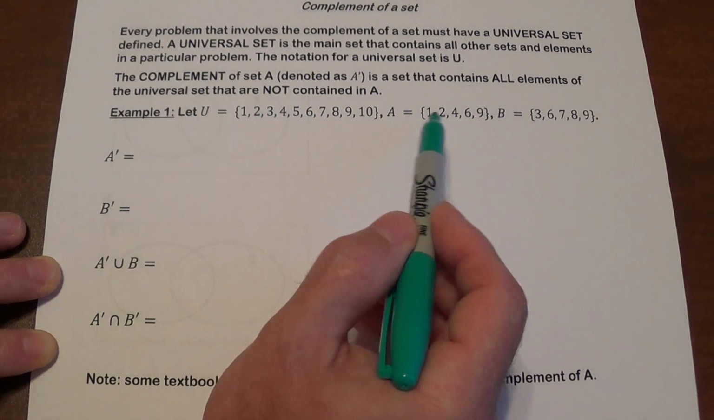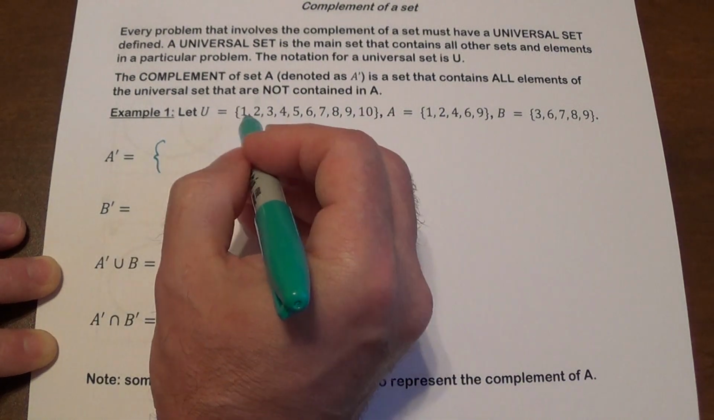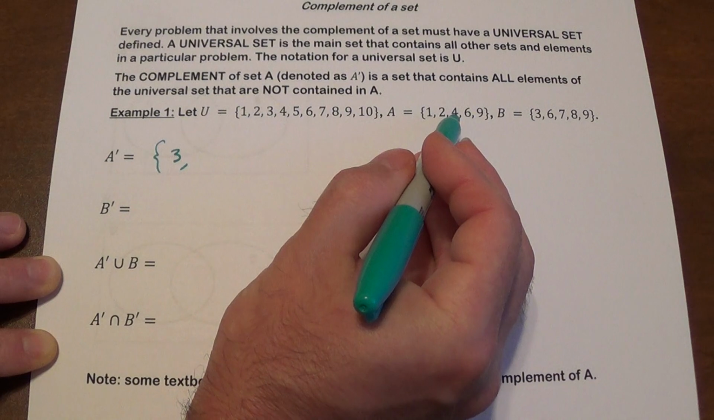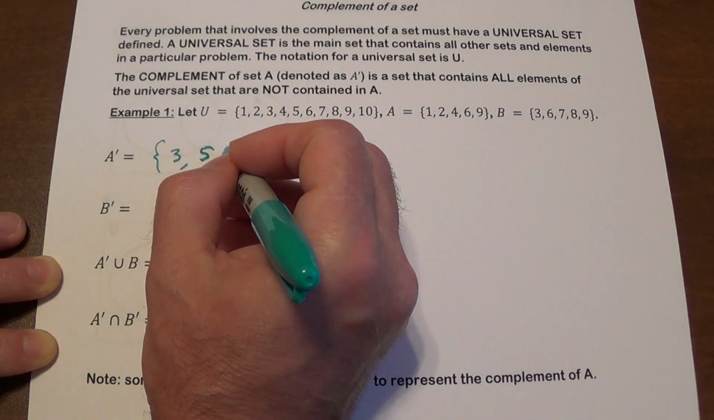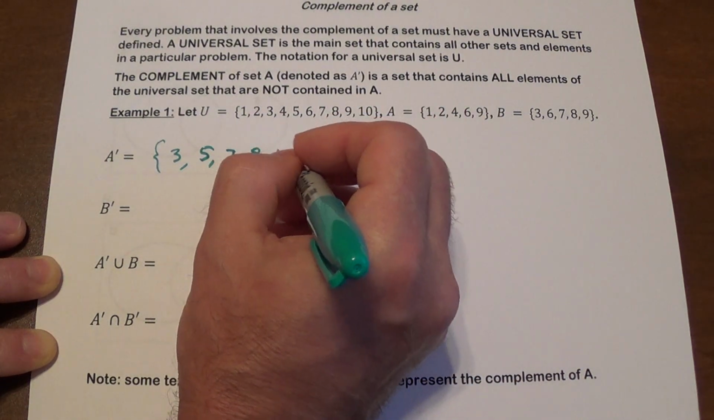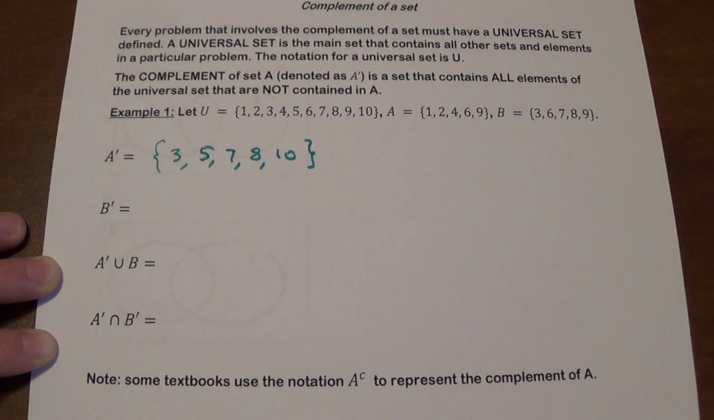We're going to look at this set and take all these numbers out. So it's not 1, it's not 2, we can have 3, can't have 4 because it's in A, we can have 5, can't have 6, we can have 7 and 8, cannot use 9 and 10. So that's the complement. If you take a set and its complement, the union is going to give you the universal set.